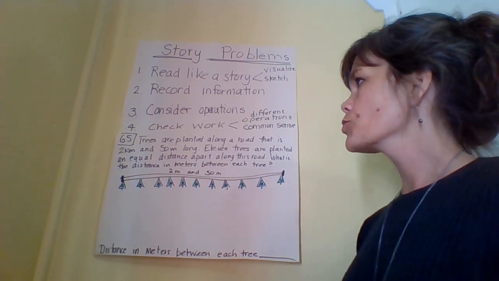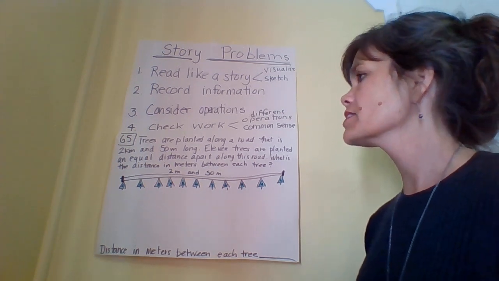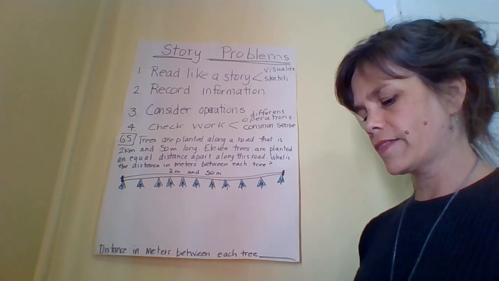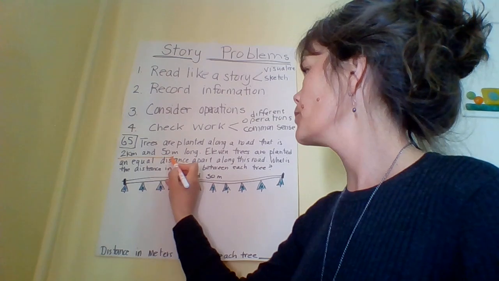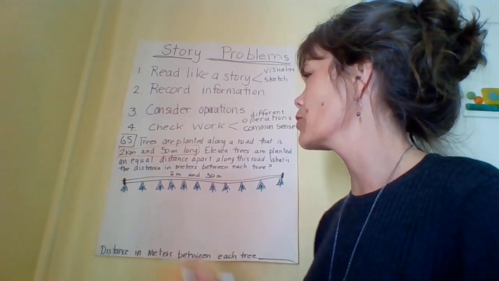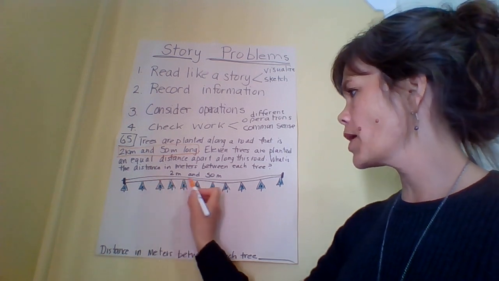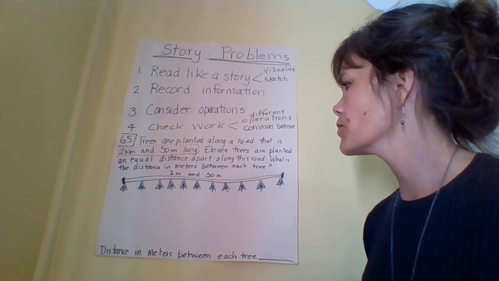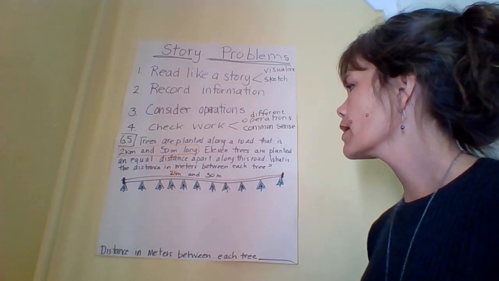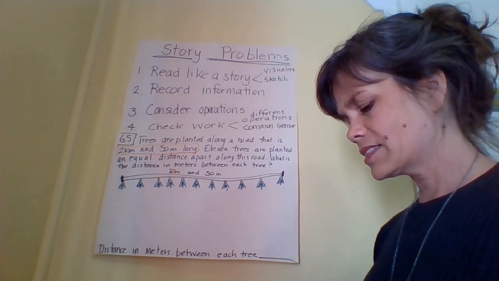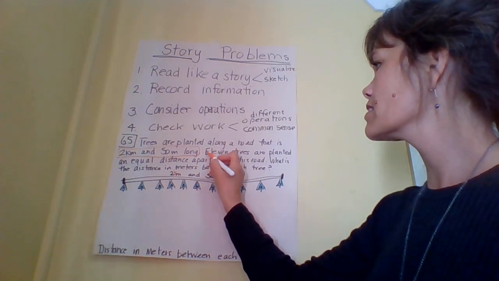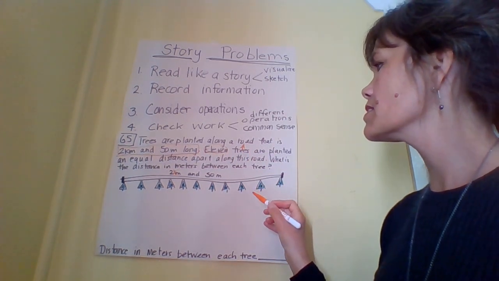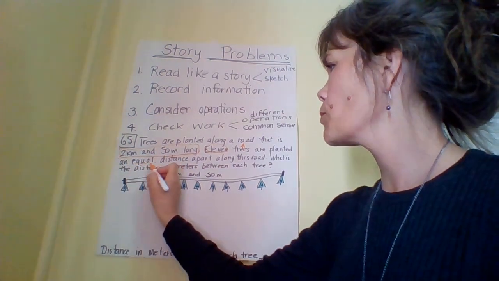The problem reads, trees are planted along a road that is 2 kilometers and 50 meters long. I feel like that 2 kilometers and 50 meters long is an important piece of information. So down here, I'm going to draw my road, and then I'm going to label it with the 2 kilometers and 50 meters length. The next thing is 11 trees are planted in an equal distance apart along this road. So that part is important too.